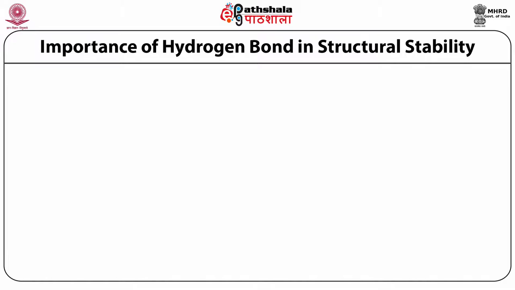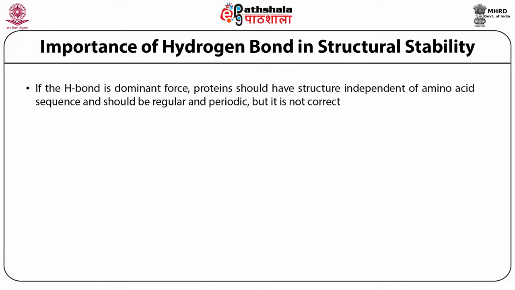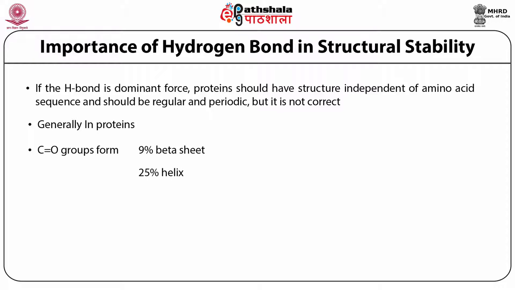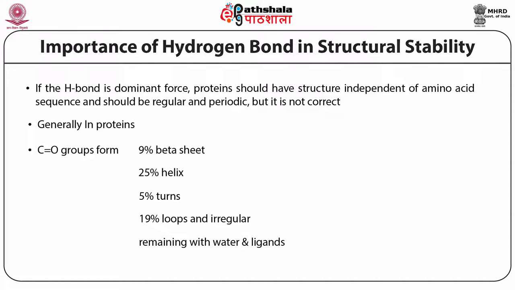So if you make a hypothesis that hydrogen bonds are important in structural stability, then if the hydrogen bond is the dominant force, all the proteins should have a similar structure independent of the amino acids. But that is not correct. Generally, in proteins, the carbonyl groups form 9% beta sheet or 25% alpha helix, 5% turns, 19% loops and irregular, and the remaining interact with water. So that means the hydrogen bonds are not so dominant.